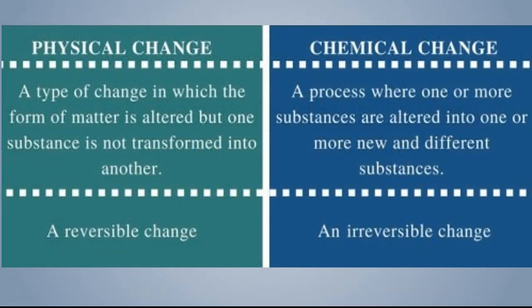So this is explaining a little better. A physical change is a type of change in which the form of the matter is altered, but not transformed into another thing. And notice at the bottom there it says a reversible change. So we could say more easily reversible.